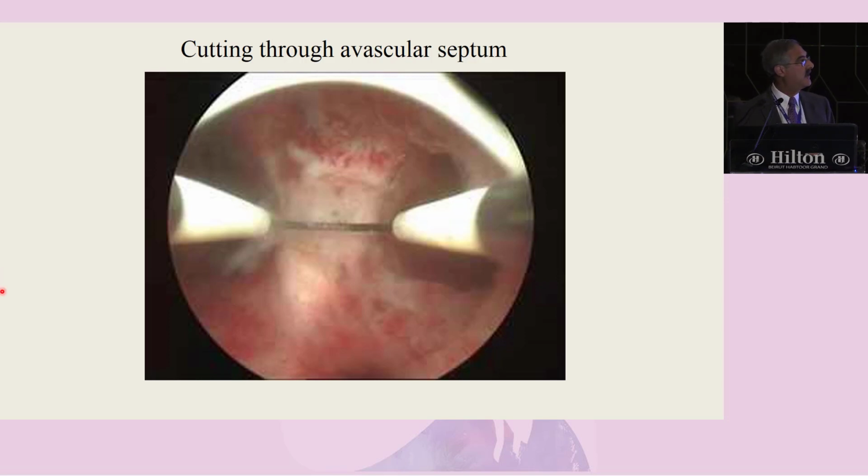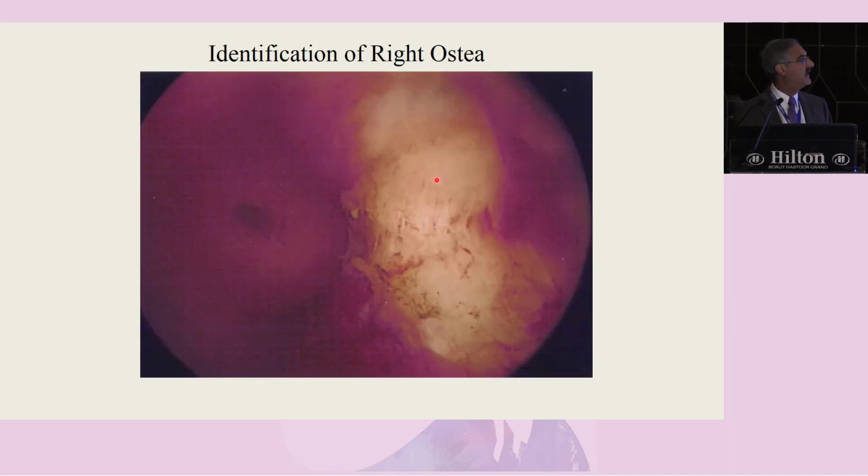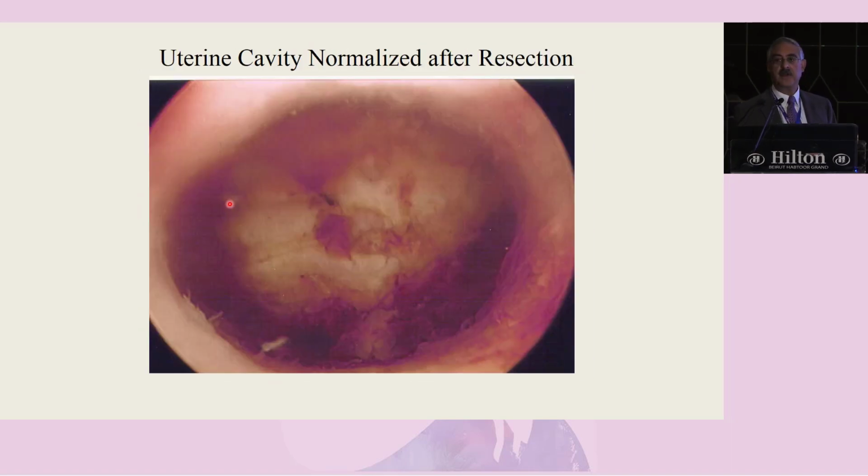Always check your ostia. You don't want to burn or cut these, here on the left, and then again on the right. And then this is the final view of the cavity once it's opened up. And then we tell the patient to wait 1 or 2 months before she tries to get pregnant again, so there's a chance for the uterus to heal.